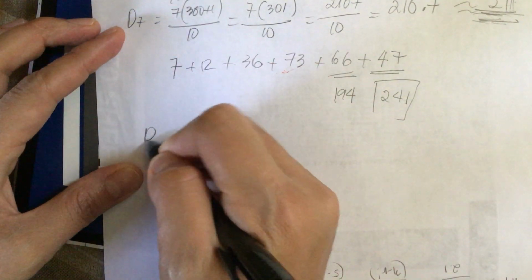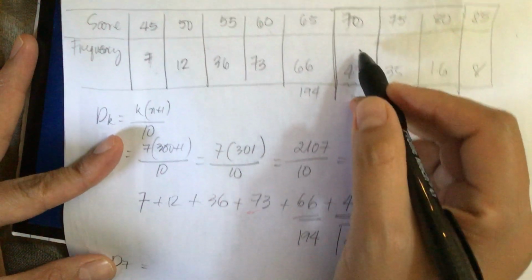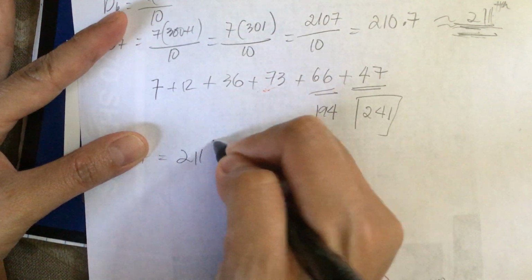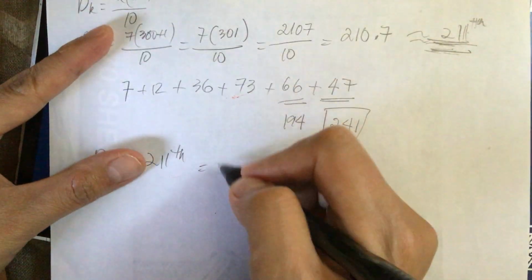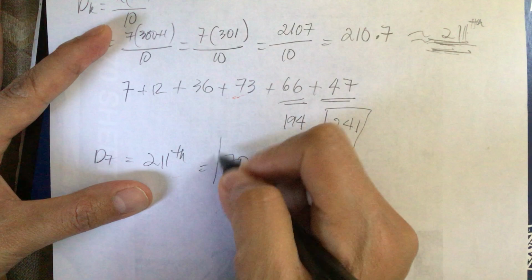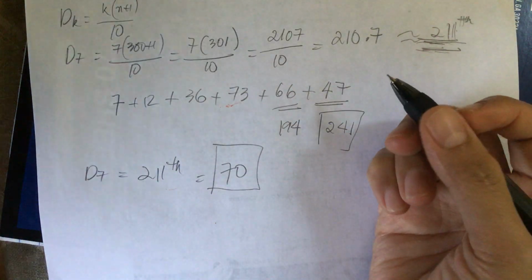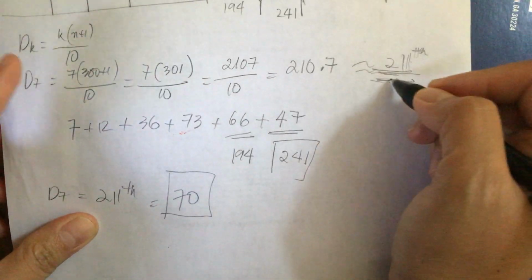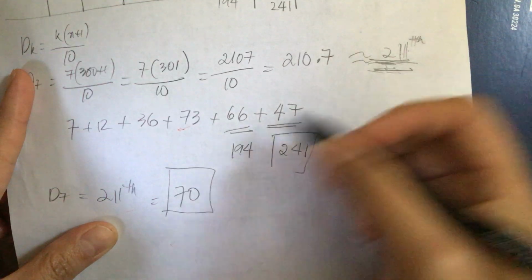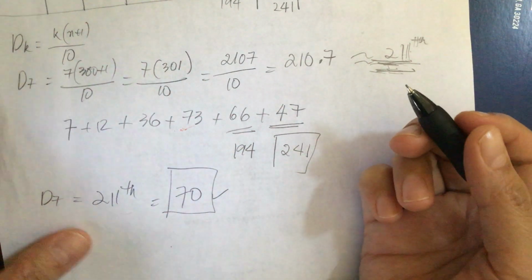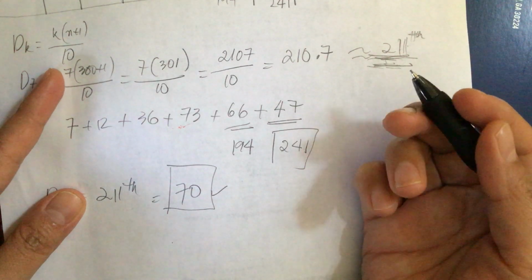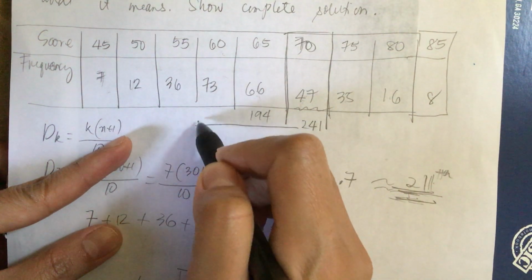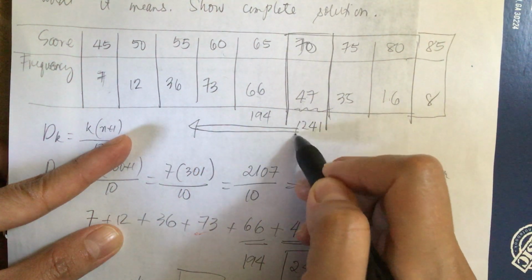So D of 7 is at the 211th place, which is at 70. So the 7th decile is the 211th place, so we calculated that, which is 70, and this means that 70% of the 300 students got a score of 70 or less. So these are the scores 70 or less.